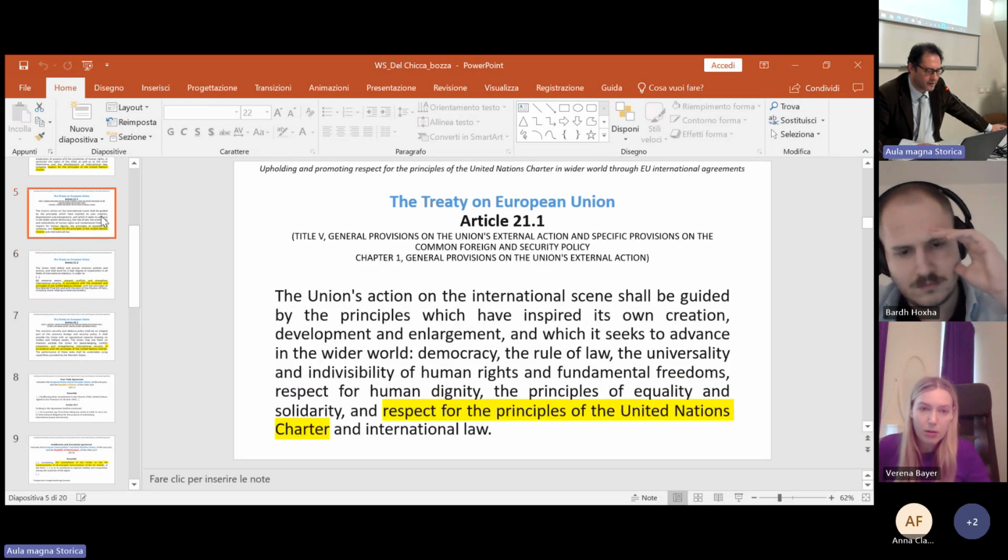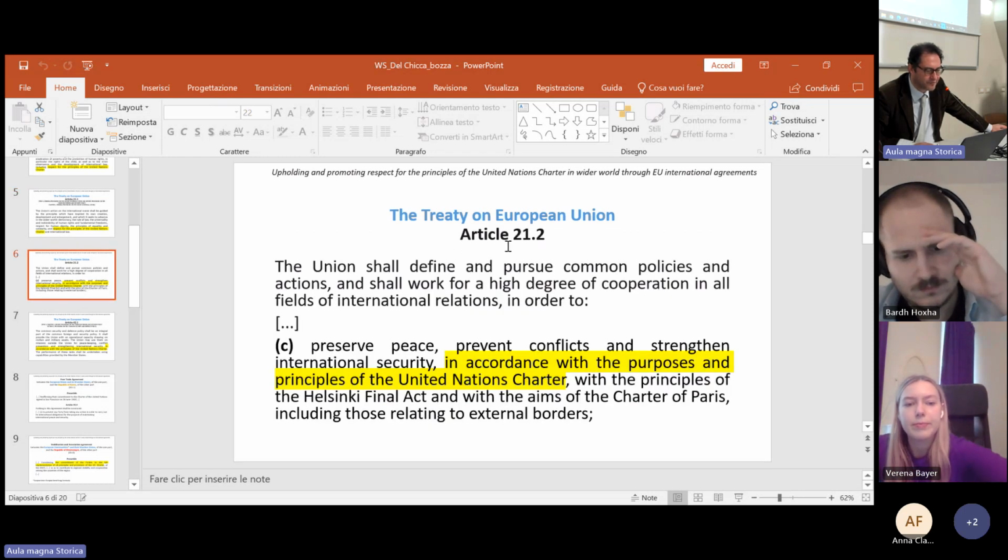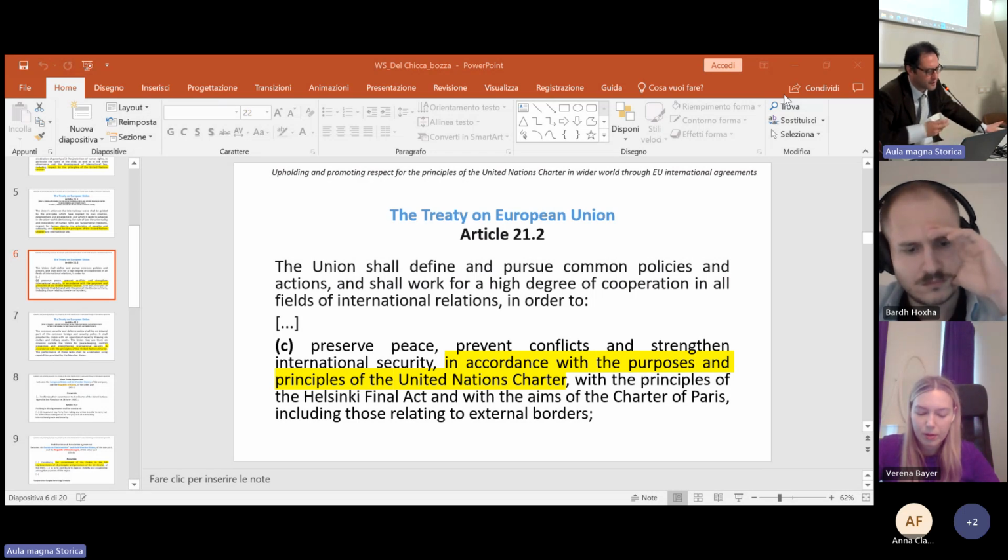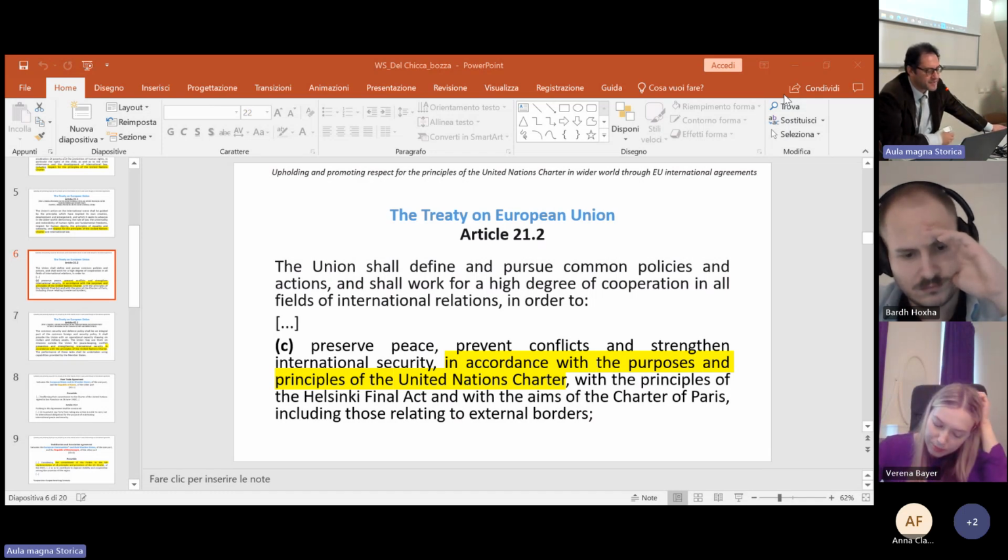Article 21.1, we looked at it together, is followed by Article 21.2. The Union should define and pursue common policies and action, and should work for a high degree of cooperation in all fields of international relations in order to achieve several objectives. Among these are: preserve peace, prevent conflicts, and strengthen international security in accordance with the purposes and principles of the United Nations Charter.